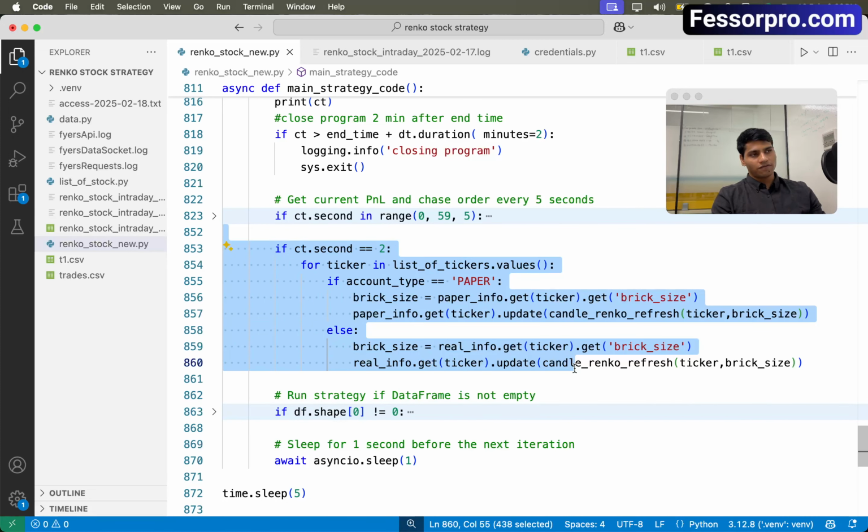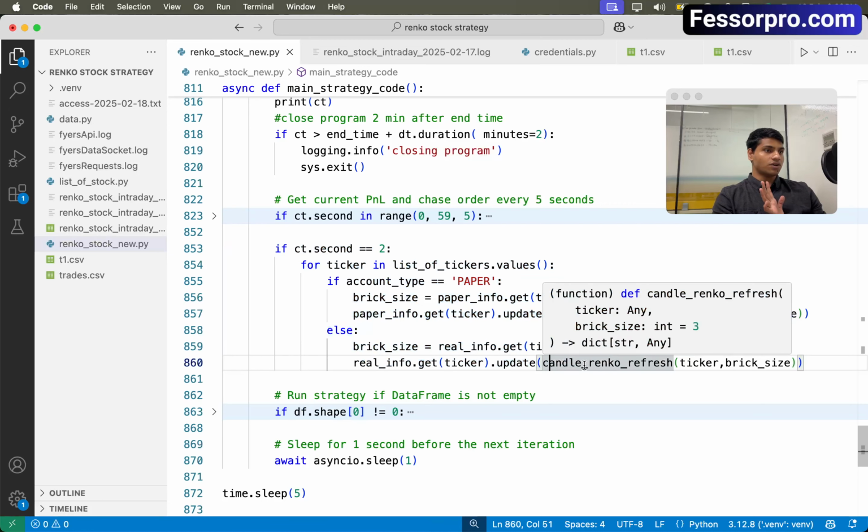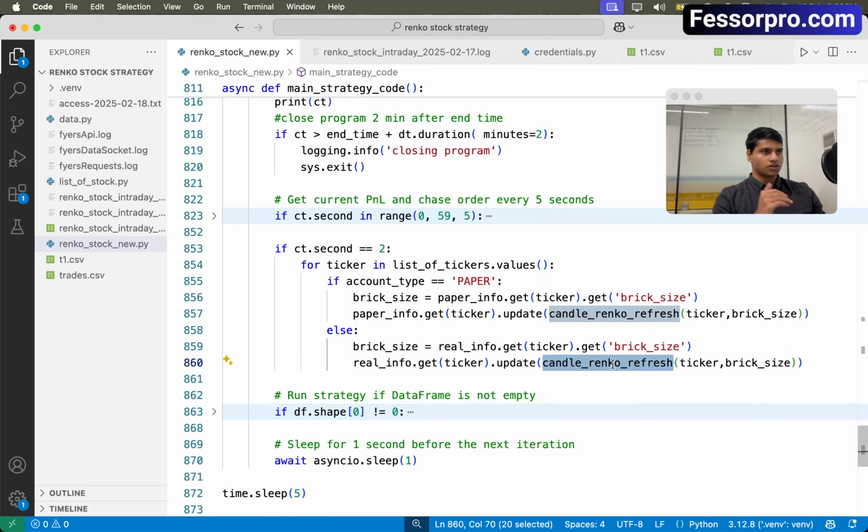So what should I do every minute? I need to call this Renko refresh function every minute, because the new candle data I will be getting after every minute. Until a minute has passed, my candle has not formed. So I have to wait till the entire minute has passed, and then I have to fetch the historical data. After fetching the historical data, I need to call this candle Renko refresh function, which will convert the candle data into the Renko data.